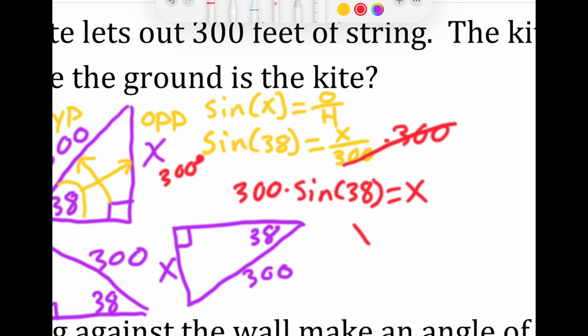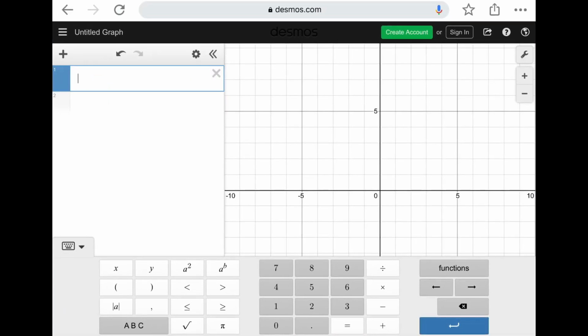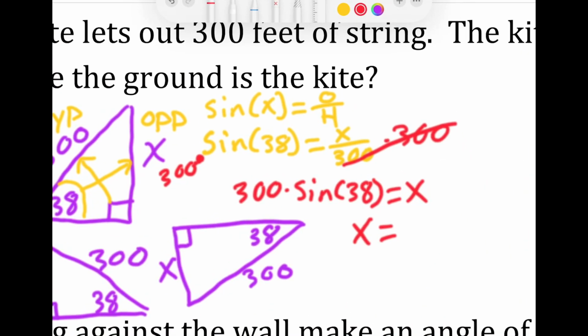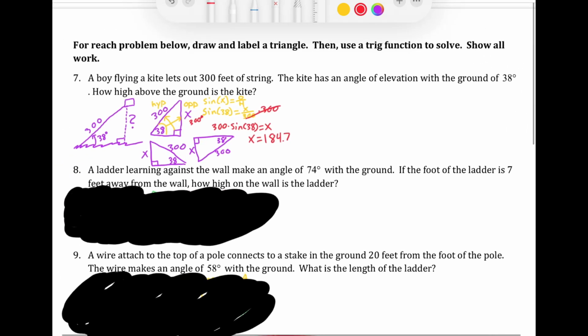I'm going to put this into my calculator to get x. I have 300 times sine of 38, and I get 184.69, so on and so forth. I'm going to round it to the nearest tenth like we did for 1 through 6. I'm going to put 184.7. And that would be my answer for number 7.